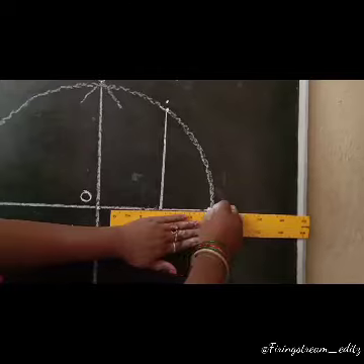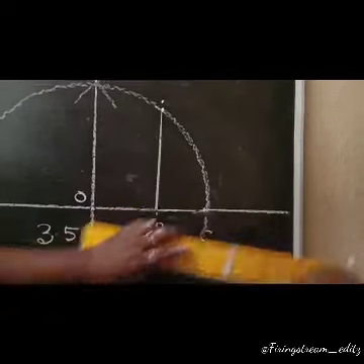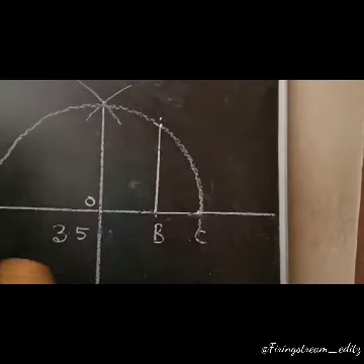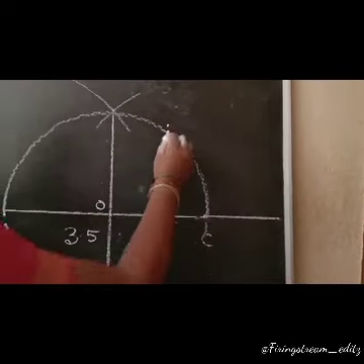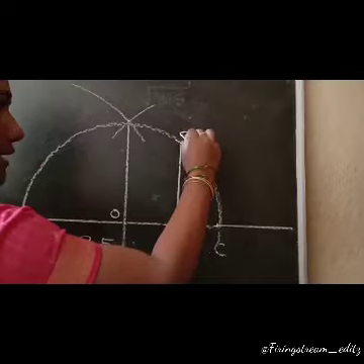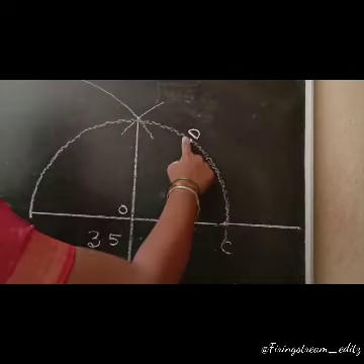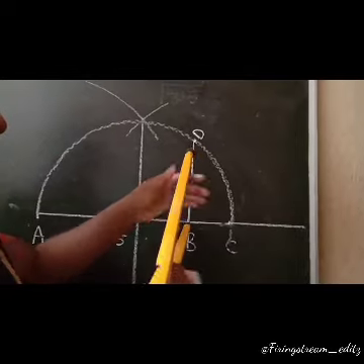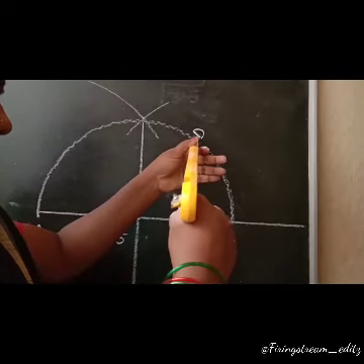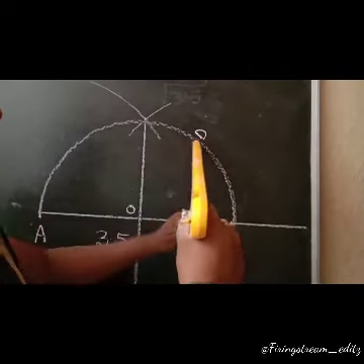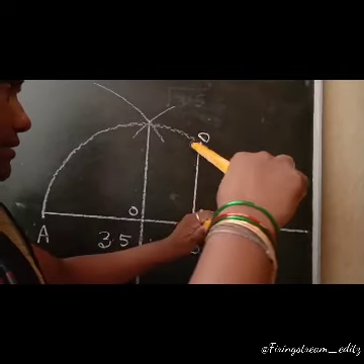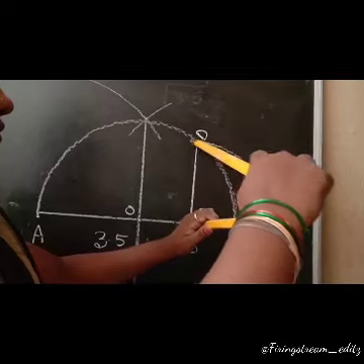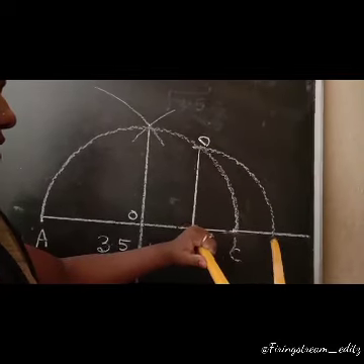Now extend this line. Here I am going to take a point D. B as center, BD as radius. Draw a semicircle once again. From here, one more semicircle you are going to draw.